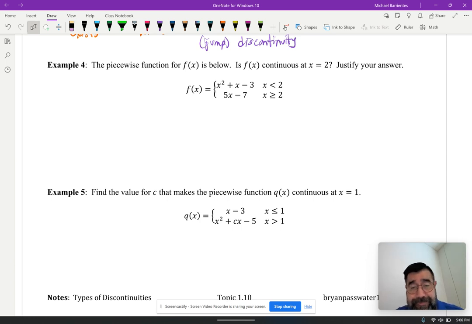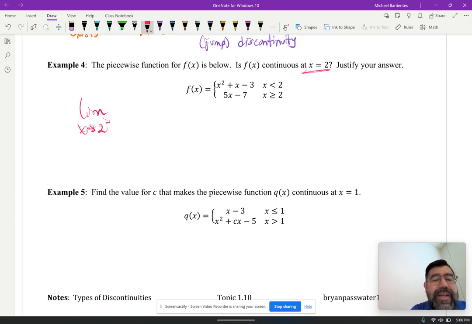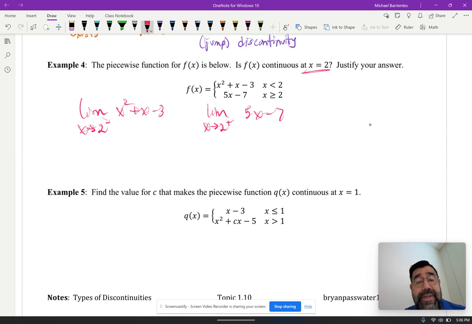There's a piecewise function. Is this piecewise function continuous at x equals 2? Well, they're nice. They tell us where to look, at x equals 2. So we're going to take the limit as x approaches 2 from the left. If x is approaching 2, that means my x's are smaller than 2. That means I'm using this part of the piecewise function. And then I'm going to take the limit as x approaches 2 from the right of 5x minus 7, because this is the formula I would use for x values that are bigger than 2.